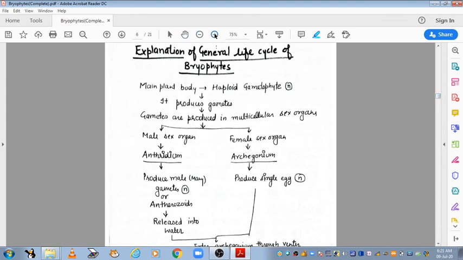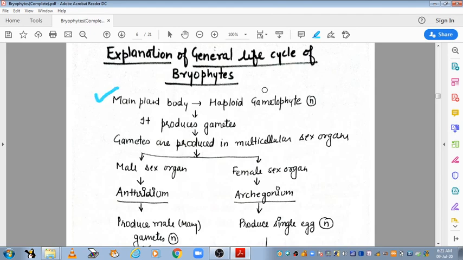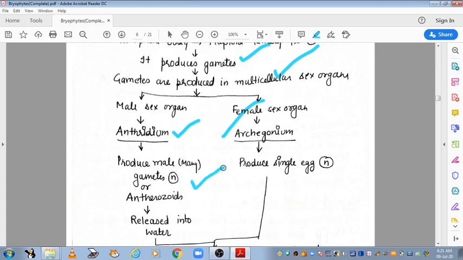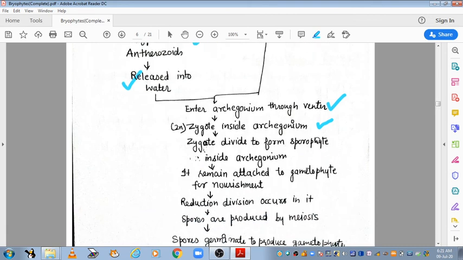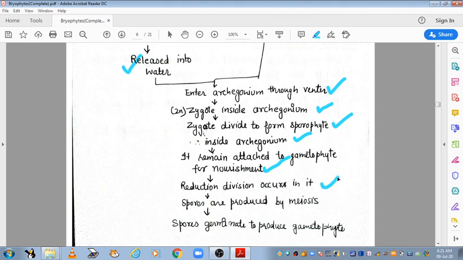Explanation of general life cycle of bryophytes. We know that the main plant body is haploid gametophyte. It produces gametes. Gametes are produced in multicellular sex organs, antheridium and archegonium. Antheridium produces male gametes, archegonium produces a single egg. Then antherozoids are released into water, they enter archegonium through venter. Zygote is formed after fertilization. Zygote divides to form sporophyte inside the archegonium. It remains attached to gametophyte for nourishment. Reduction division occurs in it. Then spores are produced by meiosis and spores germinate to produce gametophyte.